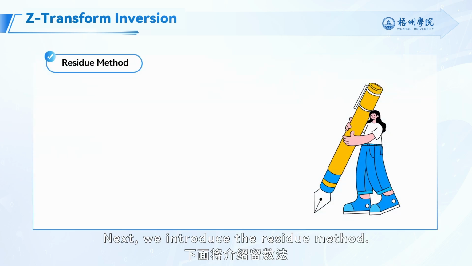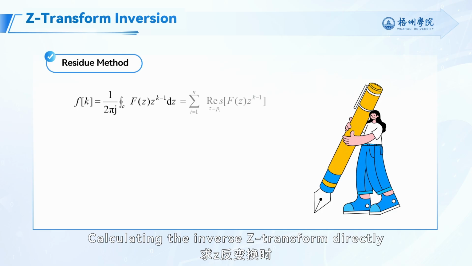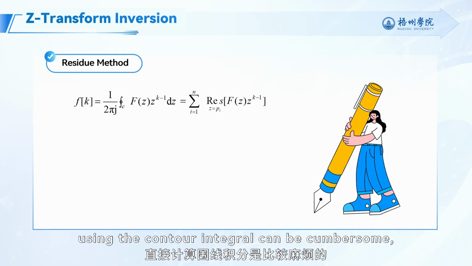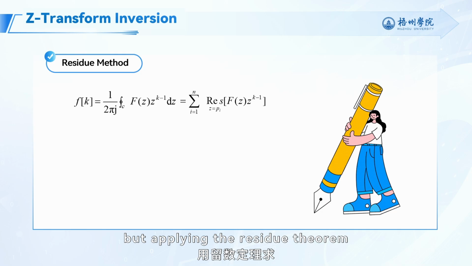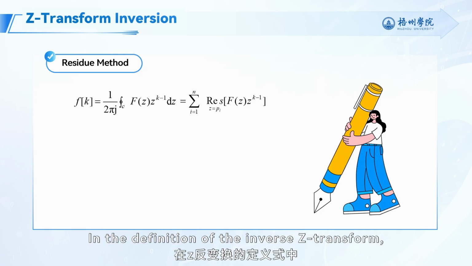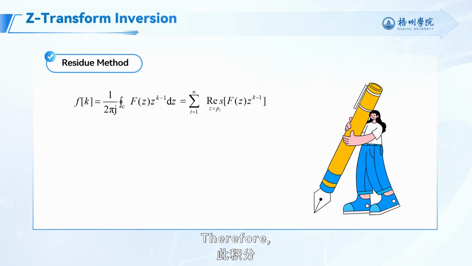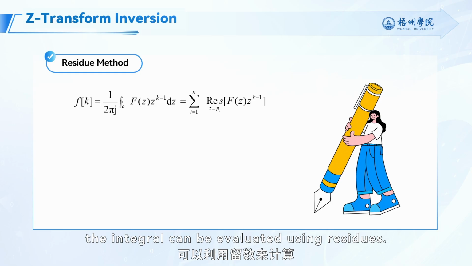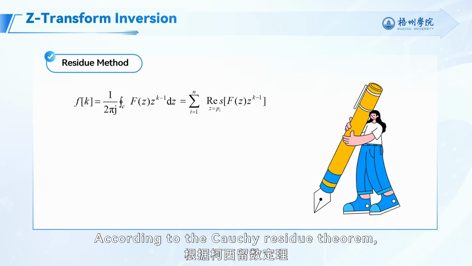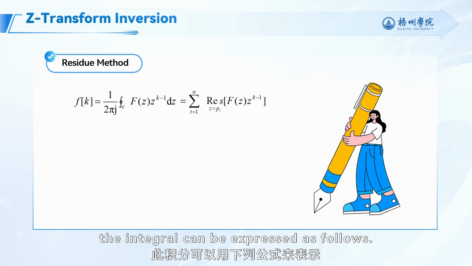Next, we introduce the residue method. Calculating the inverse Z transform directly using the contour integral can be cumbersome, but applying the residue theorem makes it much easier. In the definition of the inverse Z transform, the contour C encloses all isolated singularities, poles, of F(z) times z to the k minus 1. Therefore, the integral can be evaluated using residues. According to the Cauchy residue theorem, the integral can be expressed as follows.